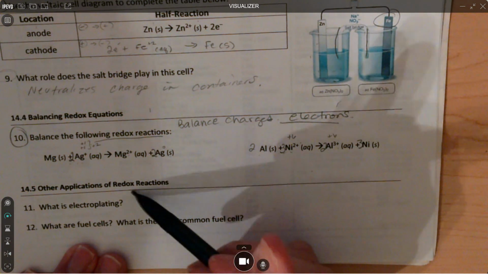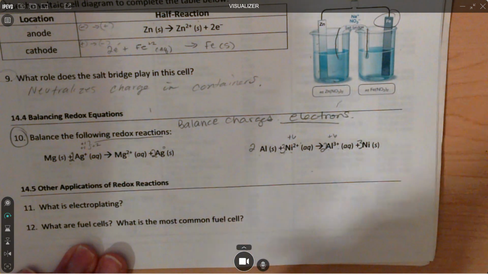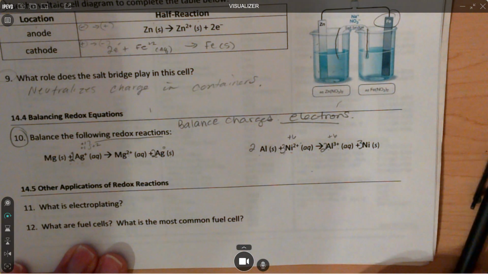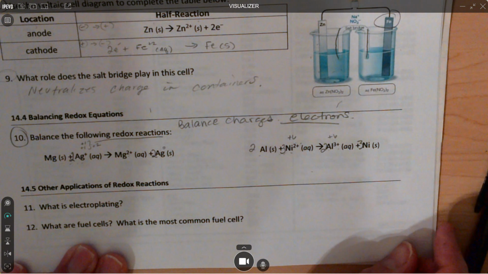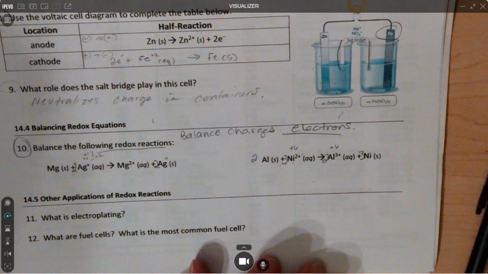You could go ahead and Google what is electroplating and what are fuel cells and all that. That's something that's easily Googleable. Or you could look into your textbook that also has that in the section 14.5. I hope this was helpful in assisting you.